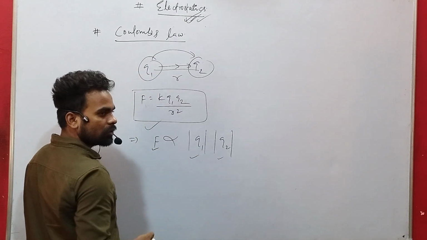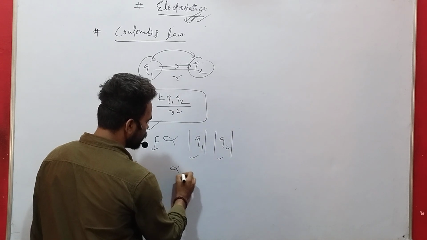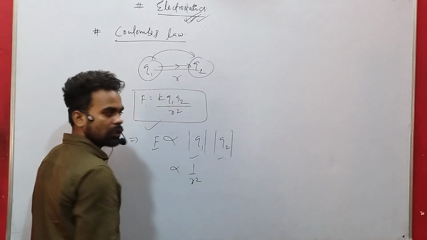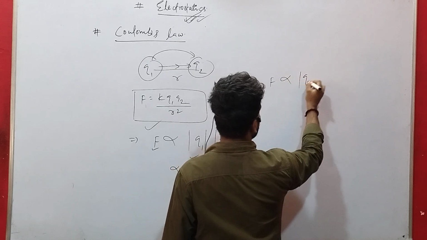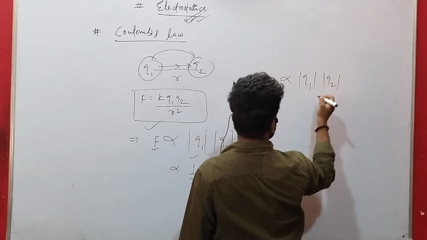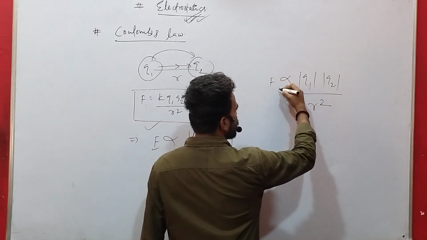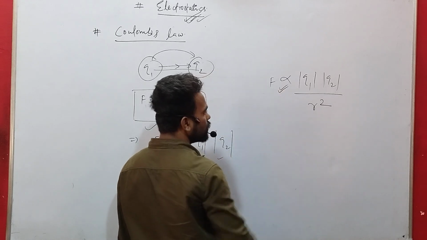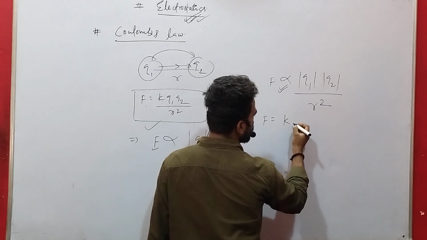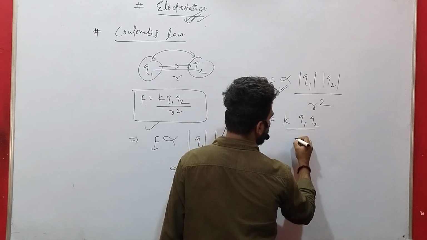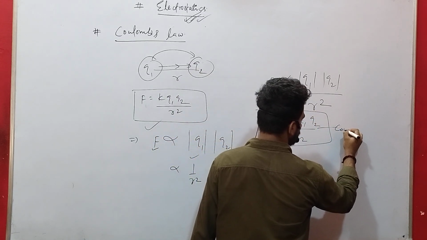Electrostatic force is directly proportional to the magnitude of both charges and inversely proportional to the square of the distance. This creates the formula F directly proportional to the magnitude of the product of both charges, inversely proportional to the square of the distance. When we remove the sign of proportionality, we take a constant. Here F equal to constant K Q1 Q2 by R square. This formula is known as Coulomb's law.